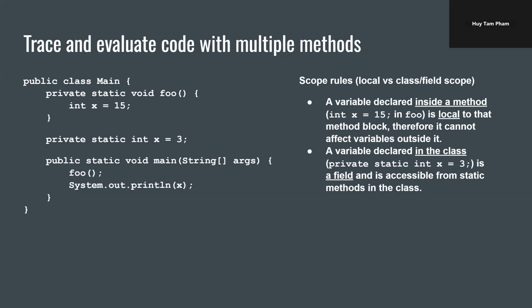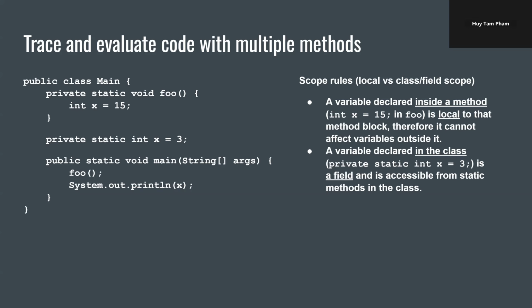Okay, so the x variable that is actually accessible by the main method is x equals 3, because it is declared as a field within the class called main. That's the reason why it is the one that is accessible by the main method, not the one that says x equal 15, because that one is only local to the foo method.